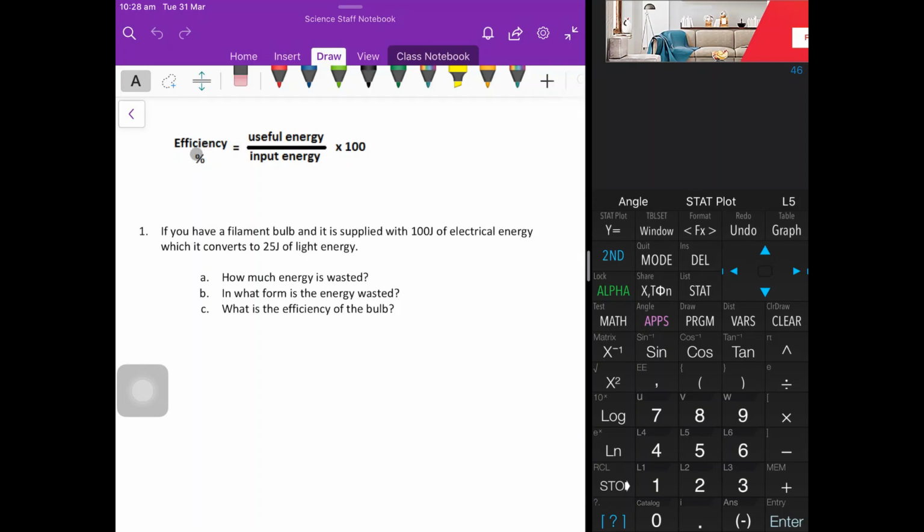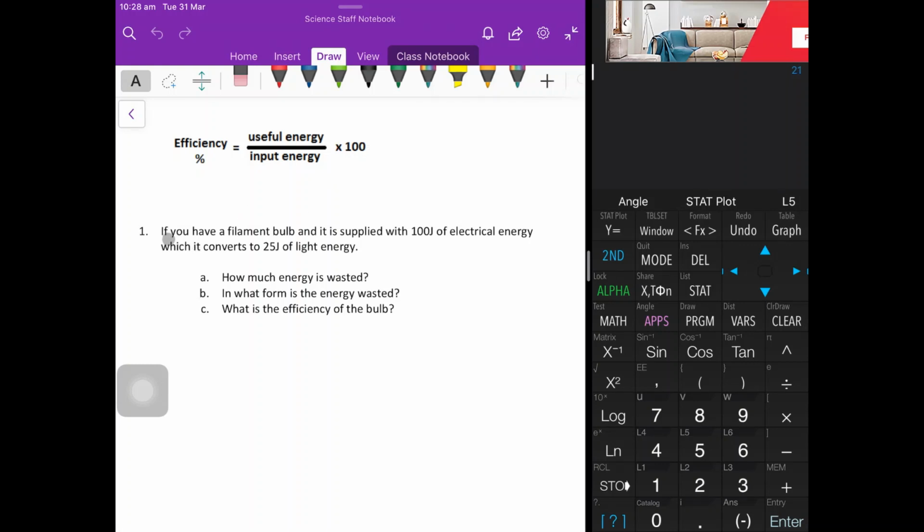So the efficiency, it's always measured in a percentage, or at least in our first example, it'll be measured in a percentage. It can actually sometimes also be measured in decimals if you know how to convert from a percentage to a decimal. Efficiency of an object, whether it be our light bulb or something else, is equal to useful energy divided by input energy multiplied by 100. And so let's take a look at an example.